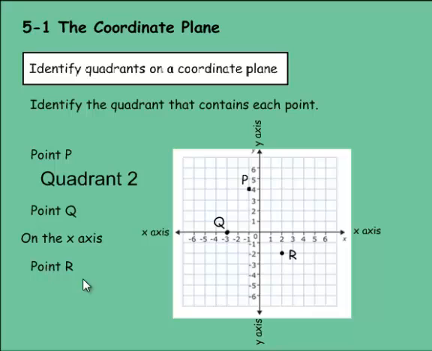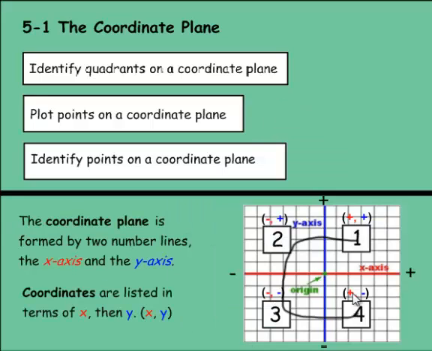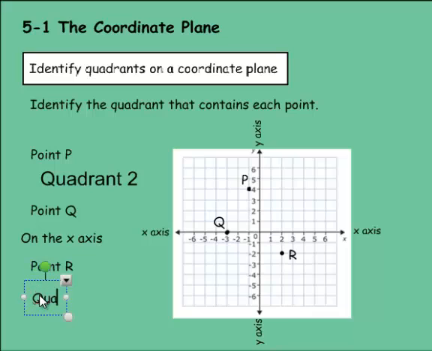And now we have point R. I see point R is positive 2 for x, negative 2 for y. And in quadrant terms, that's quadrant 4. So quadrant 4.